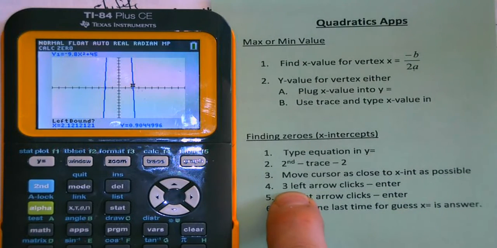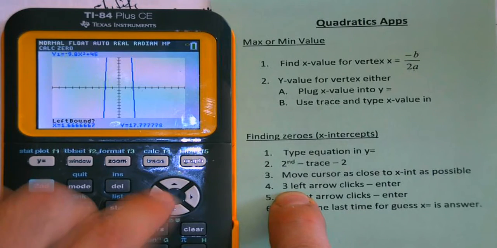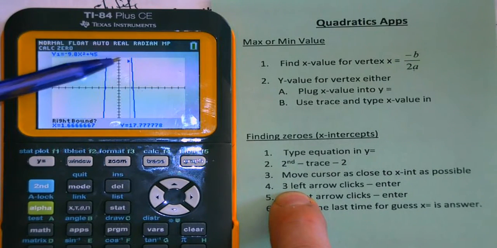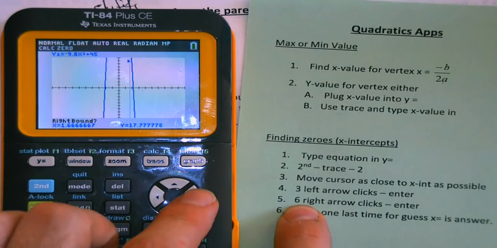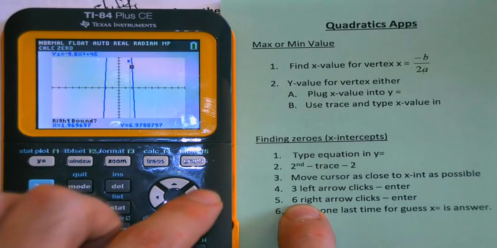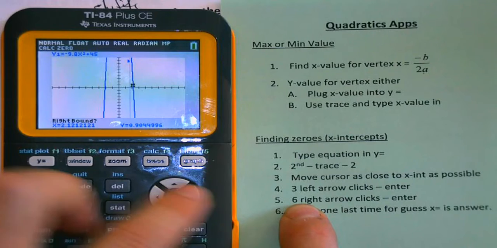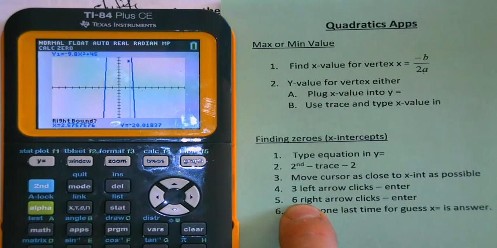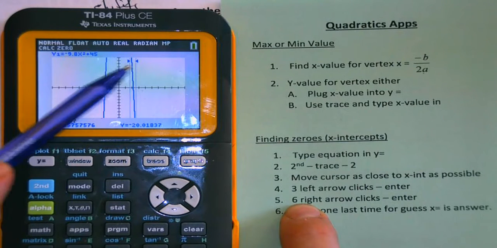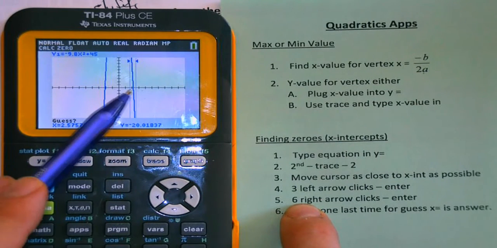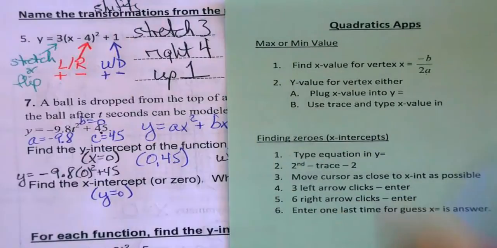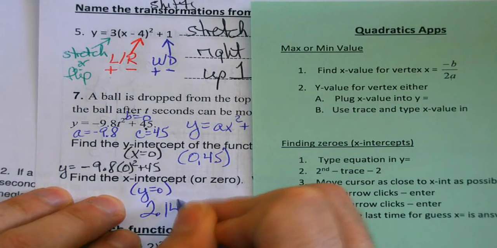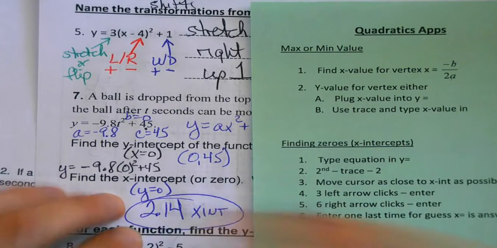So once I get there, I'm going to go left, 1, 2, 3 arrow clicks. I'm going to hit enter. There's my little arrow marking that I've hit enter, my little faint line. Then I'm going to go right 6 arrows. Now again, the first 3 are to get me back where I started. And then 1, 2, 3 more to hit enter. And notice now I see arrows on both sides and they're trapping in the point I'm trying to find. I hit enter one last time. And the x value, 2.14, is my x-intercept.